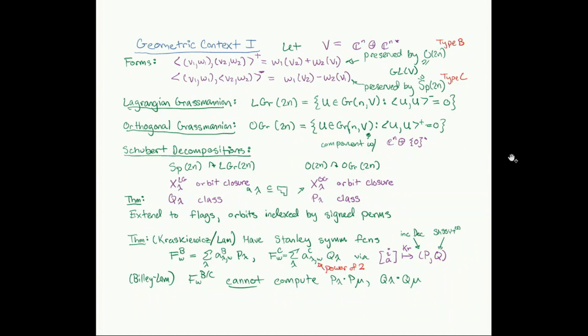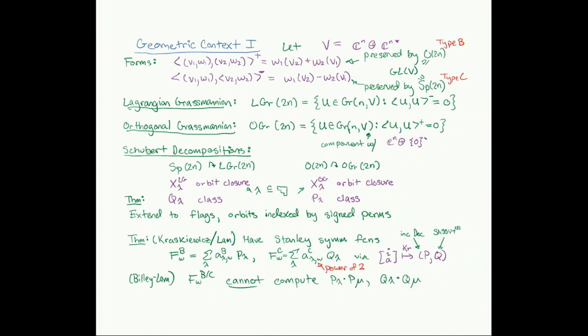Okay, so back to the geometric context. So there's two geometric contexts, each that comes in two flavors. So the first one, we're going to talk about the orthogonal and Lagrangian Grassmannians that Frank mentioned. I guess I am omitting, that's not true. Okay, cool.